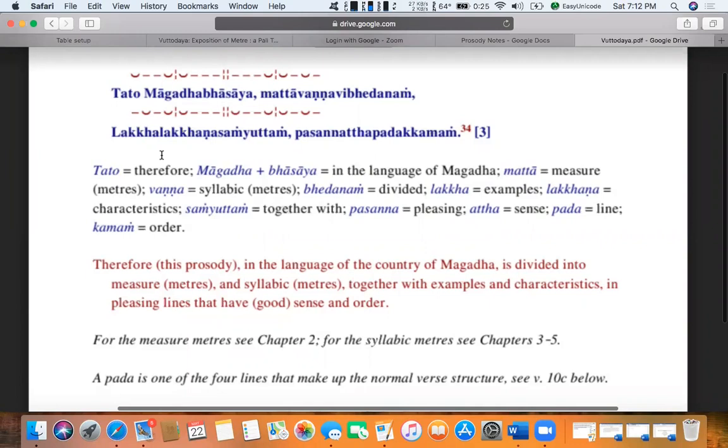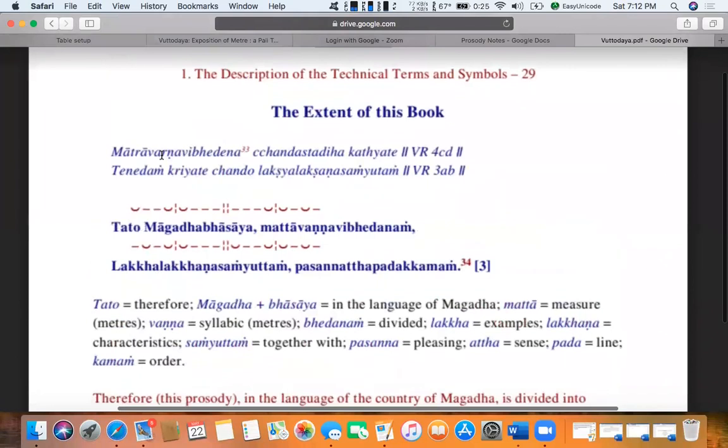Then pasannatta padakkamang. Pasanna means clear, clean and clear. Attha means meaning, pada means words, kama means order. So in this book, there is a clean and clear order of meaning and words. This is just praising his own work, or an encouragement to study this Vuttodaya book. So that is about the extent of this book, or the scope addressed within this book.